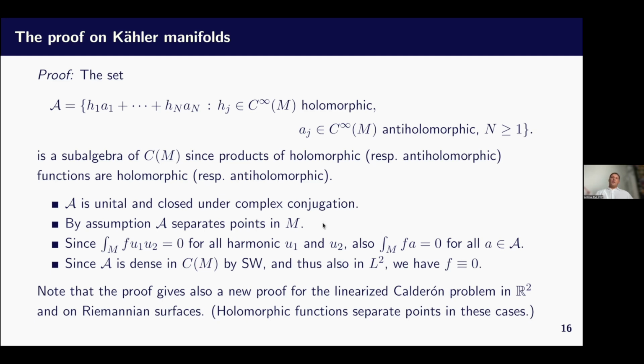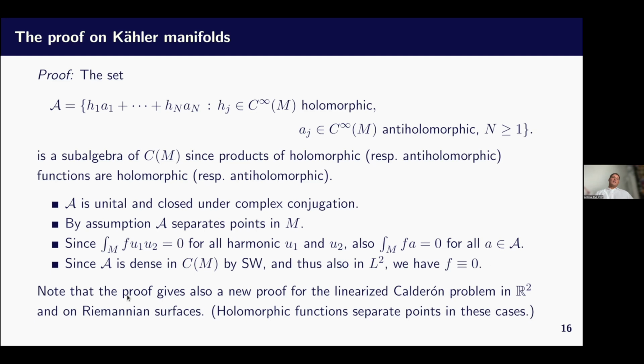But now we have already seen that the conditions of the Stone-Weierstrass theorem are satisfied, which means that A is dense in the continuous functions, and also because the L2 topology is weaker, A is also dense in L2. Then by this condition that f integrates to 0 against these products, we have that f is identically 0, and the theorem is proven. So the proof is almost trivial using the Stone-Weierstrass theorem.